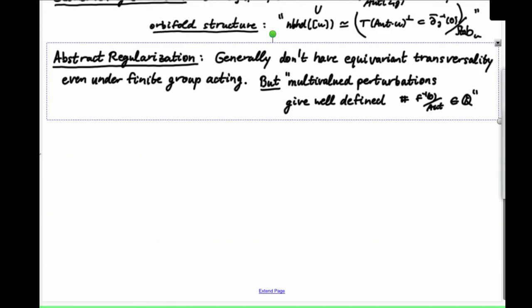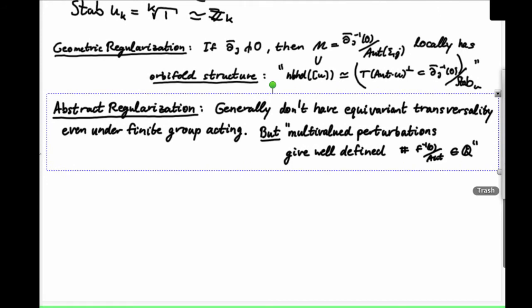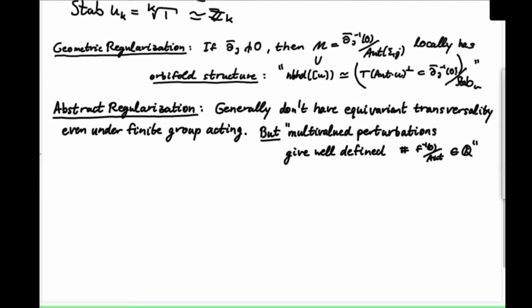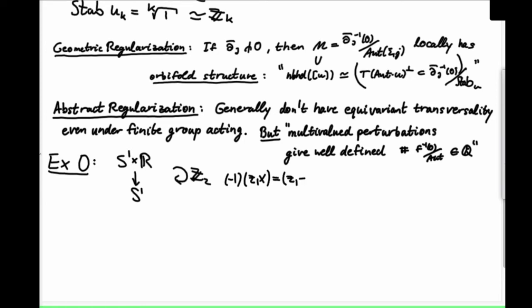So, the silliest example is the trivial bundle over S1 with fiber R, and a Z2 action that actually fixes the base point on S1 and just flips R. So the generator acts on (z, x) by just multiplying the x with -1.